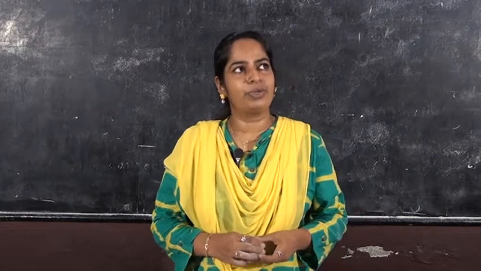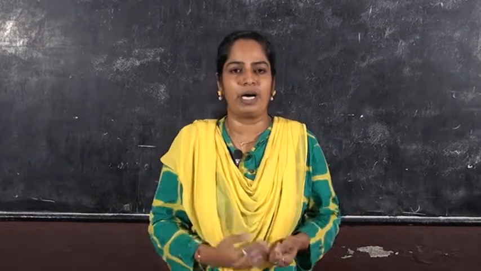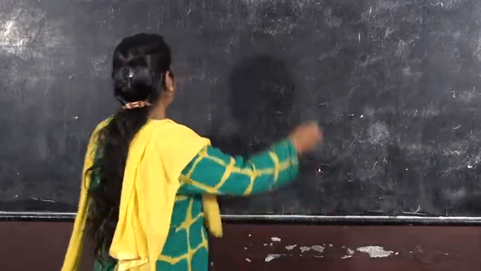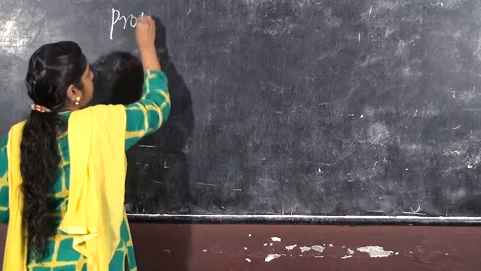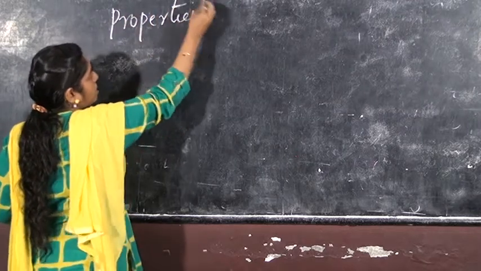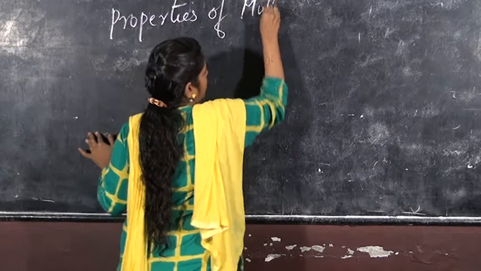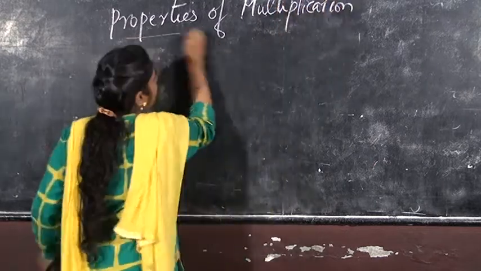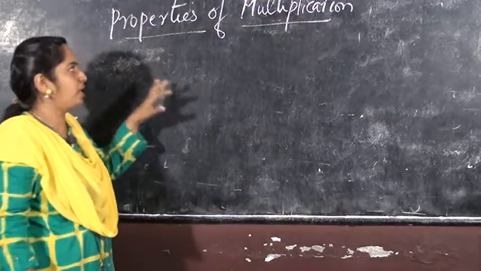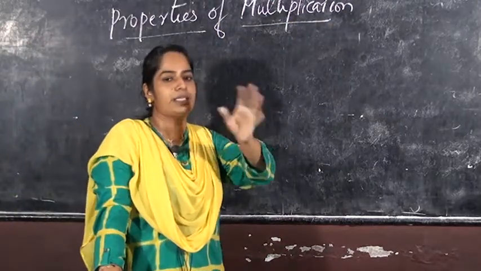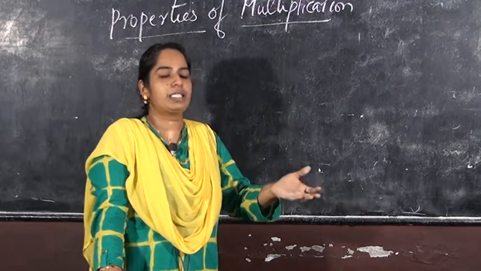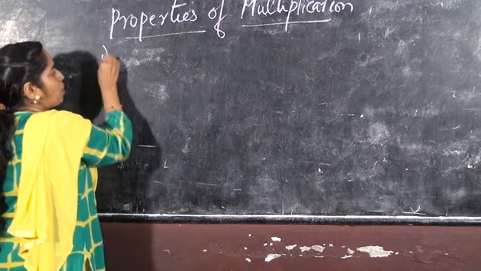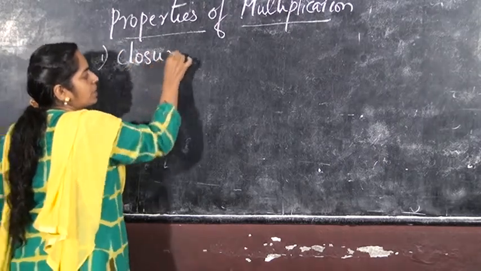Yesterday I taught you multiplication of positive numbers and multiplication of negative numbers, isn't it? So now that is properties of multiplication. The same properties that we have studied in addition apply here, only changing that instead of addition it is multiplication. The first property of multiplication is again the closure property.